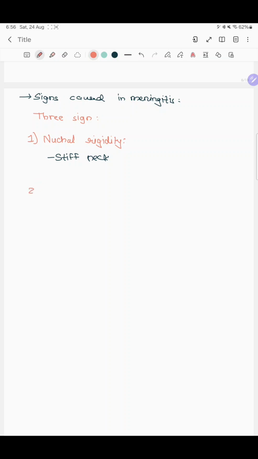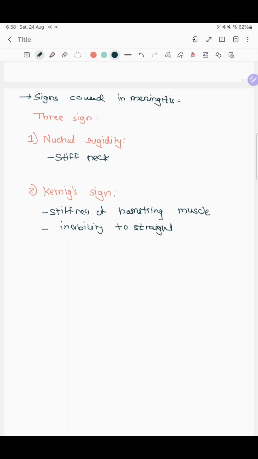Okay, the second sign is going to be Kernig's sign. What is Kernig's sign? Kernig's sign is known as the stiffness of the hamstring muscles of the leg. So Kernig's sign is a serious stiffness of the hamstring. What does it cause? Inability to straighten the legs.